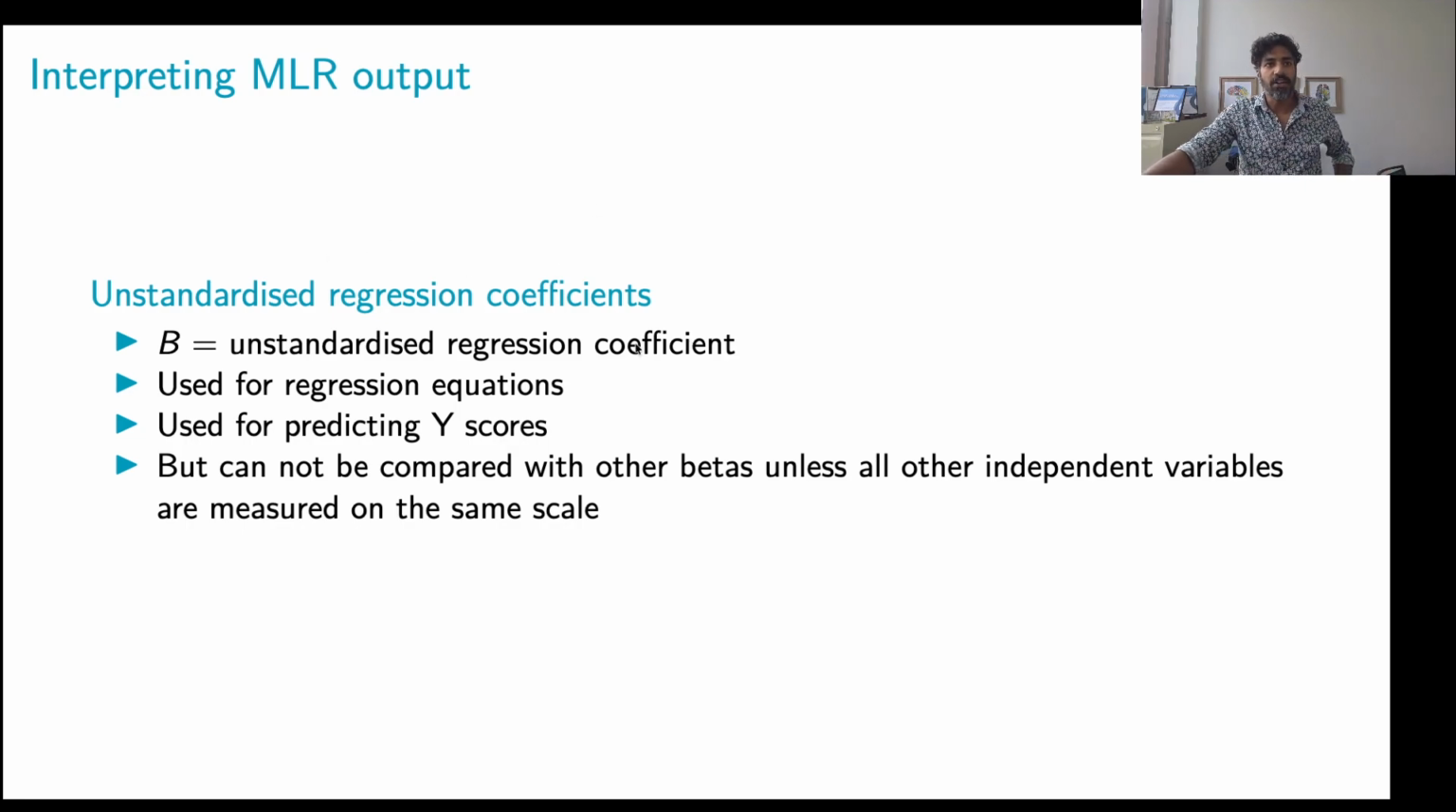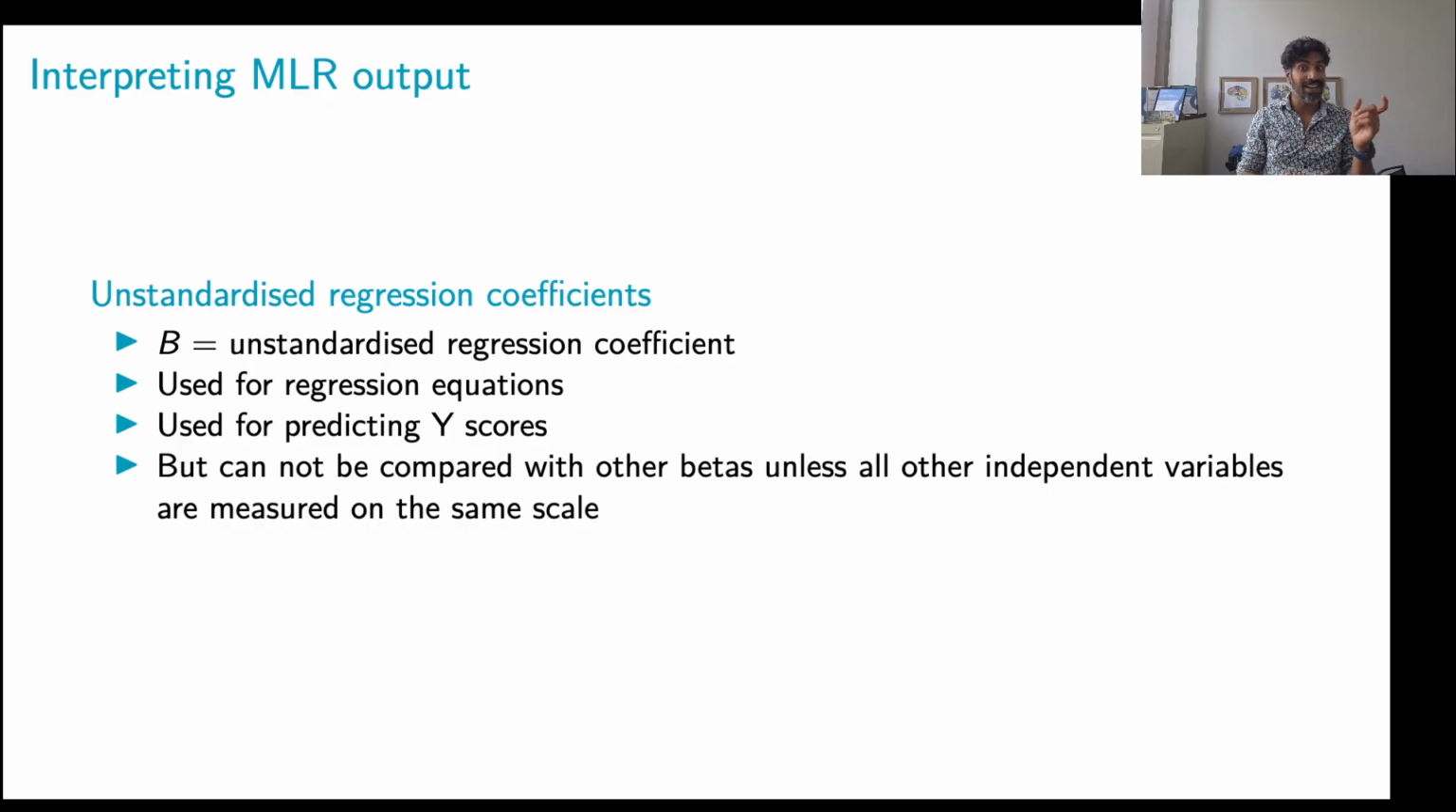So the unstandardized beta coefficients, beta is equal to the unstandardized regression coefficient. It's used for regression equations, used for predicting y-scores, but cannot be compared with other betas because they're all on different scales. So the beta or slope for age cannot be compared with the beta or slope for sex or beta or slope for education unless I convert them all into standardized betas. And so then they're measured on the same scale.